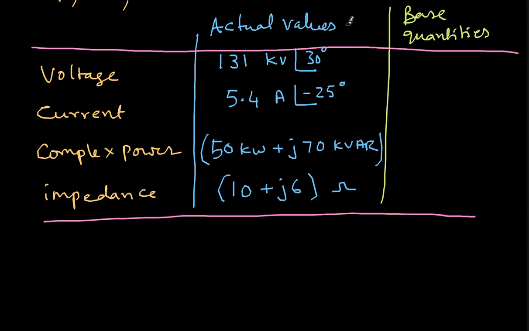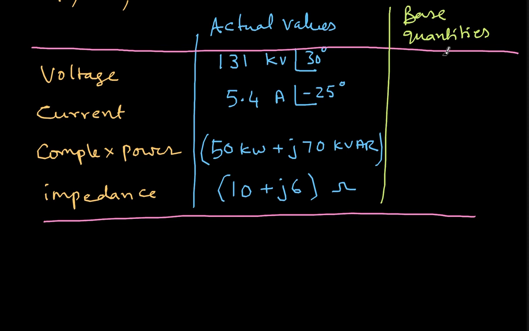Now, the actual values are complex numbers. You will have a magnitude and angle, but the base quantities are actually real numbers. This is because we just want to represent the magnitude. We don't want to change the angles. We want to only manipulate the magnitudes in terms of calculating the per unit quantities. Okay, so what are the base quantities?